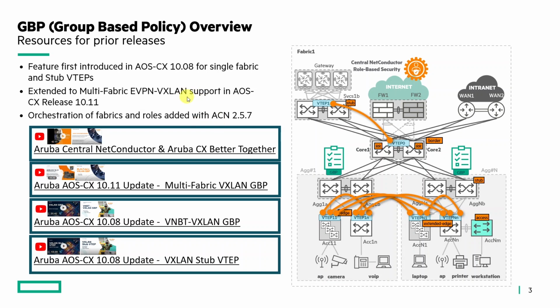As we can see here, group-based policy isn't new. We started releasing support for the feature with the 10.08 release, where we supported the VXLAN stub VTEP, and also introduced group-based policy and egress policy enforcement. Then we followed it up with 10.11 with multi-fabric support, since the initial releases only supported single fabric. Later on, we supported Aruba Central NetConductor, starting with Aruba Central 2.5.7.